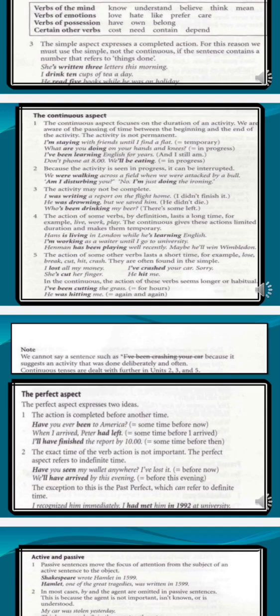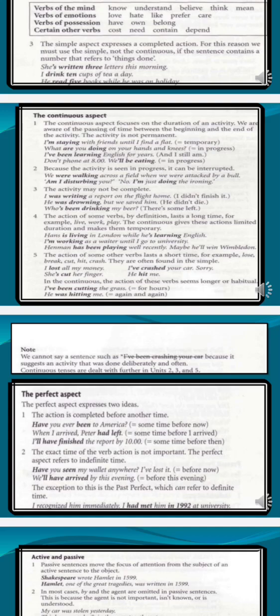Number 5. The action of some other verbs lasts a short time. For example, lose, break, cut, hit, crush. They are often found in the simple. For example, "I lost all my money." "I've crashed your car. Sorry." "She's cut her finger." "He hit me."